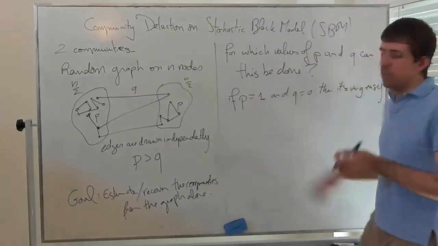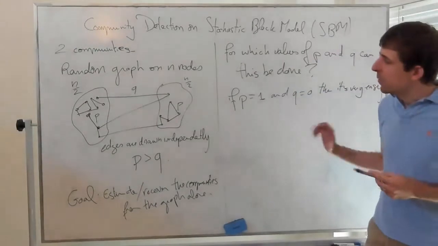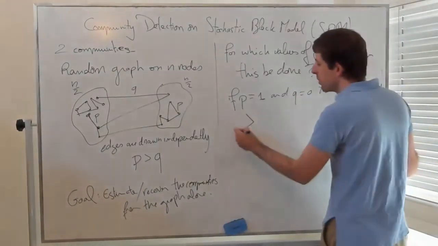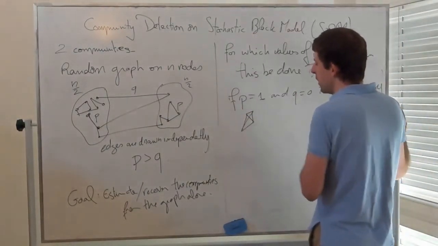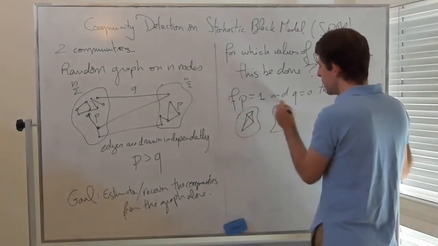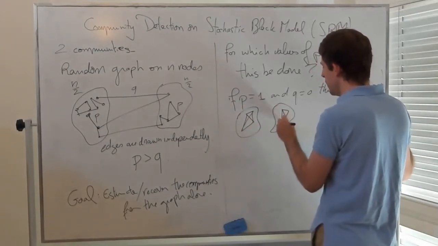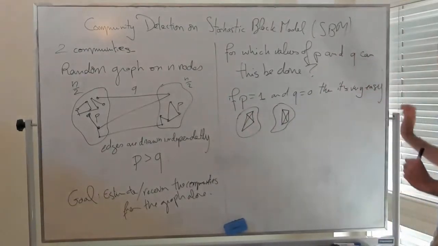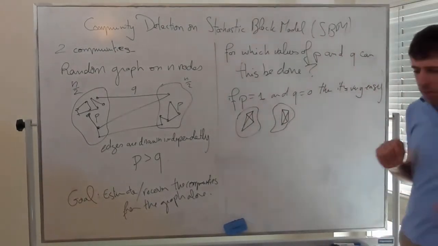Right, because this is sort of trivial again. If p is 1, all we're going to have is a completely connected component on one side, a completely connected component on the other side, and no links in between. Then finding the community is very, very easy.